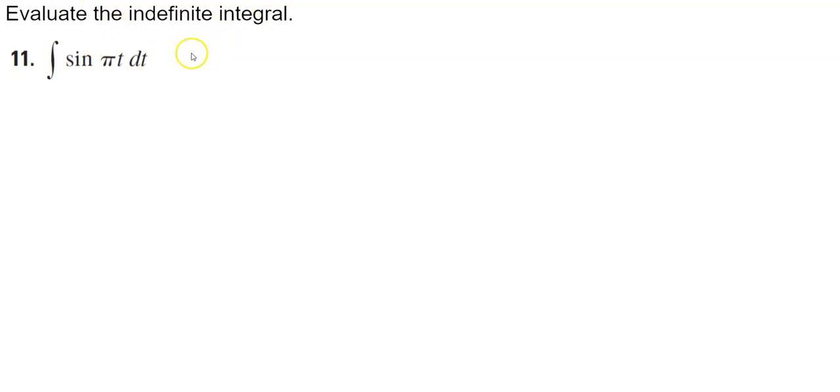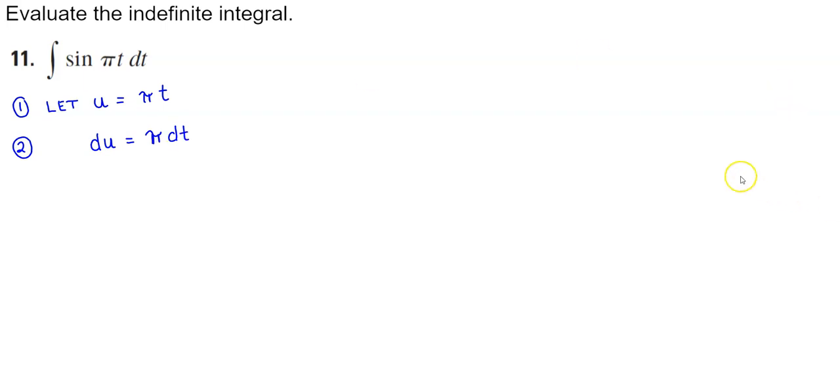Evaluate the indefinite integral, where we have the integral of sine of pi t dt. So in this example, what we're going to do is let u equal pi t. Now we take the derivative of both sides. So we have du, which equals the derivative of pi t, which is pi, and that's dt.